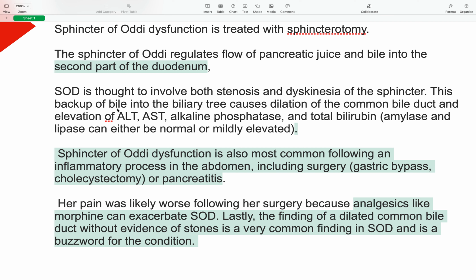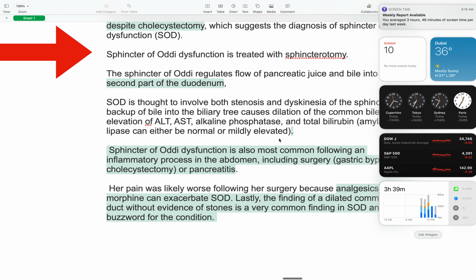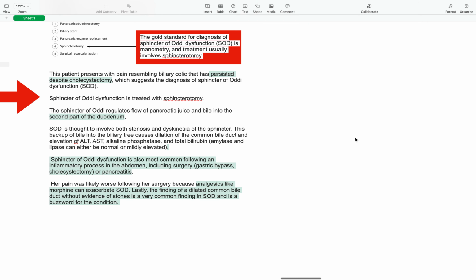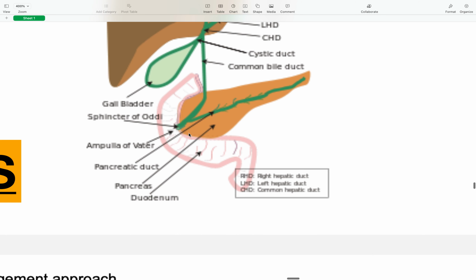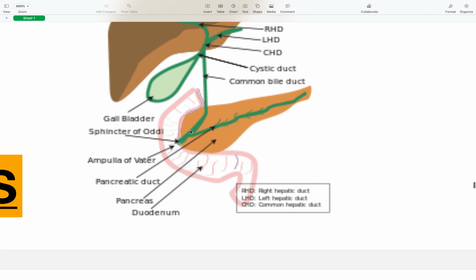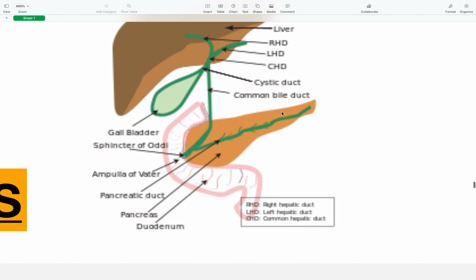This results in backup of bile into the biliary tree, causes dilation of the common bile duct and elevation of ALT, AST, ALP, and total bilirubin. Amylase and lipase can either be normal or mildly elevated. So if there is any dysfunction of the sphincter of Oddi, let's say that it is stenosed, all the juices, that is the liver enzymes, everything, results in backup. So the common bile duct may dilate. In fact, sphincter of Oddi dysfunction can result in pancreatitis.